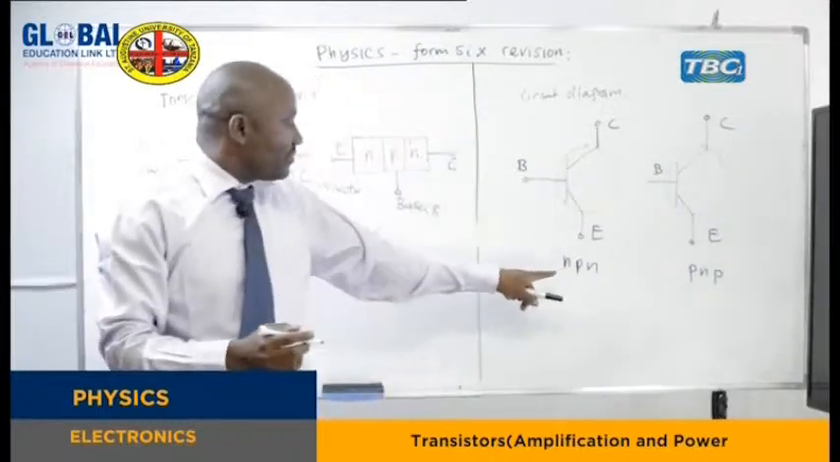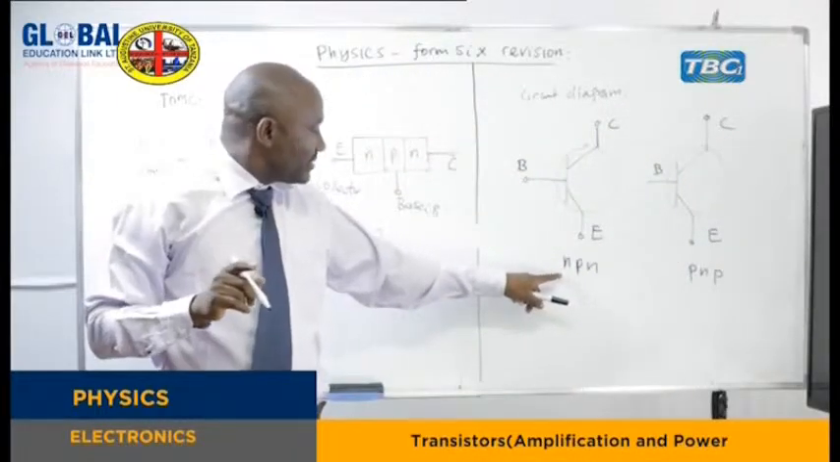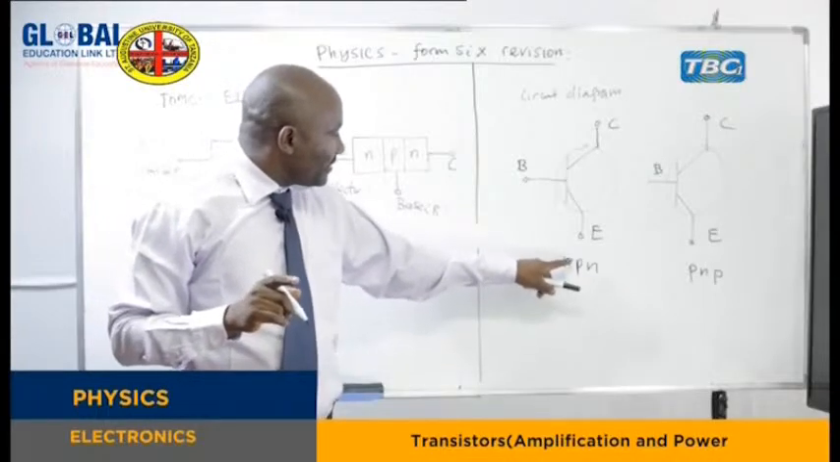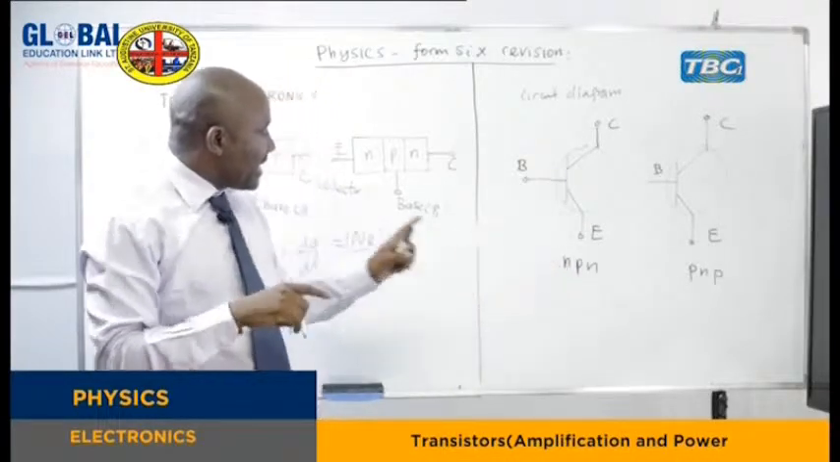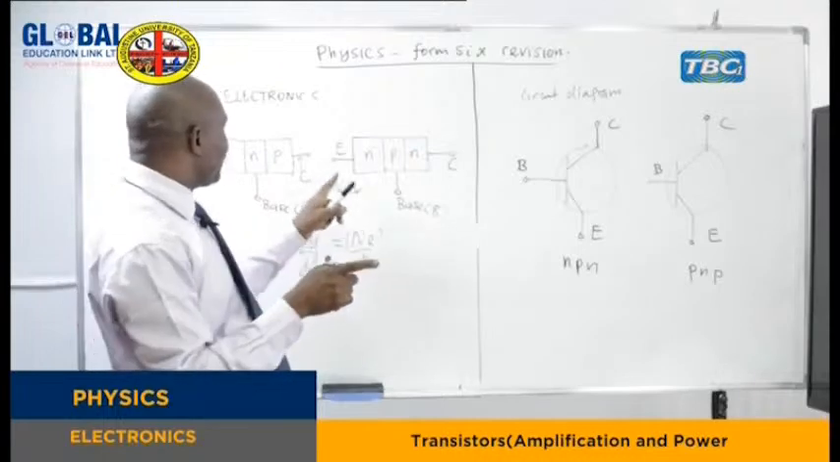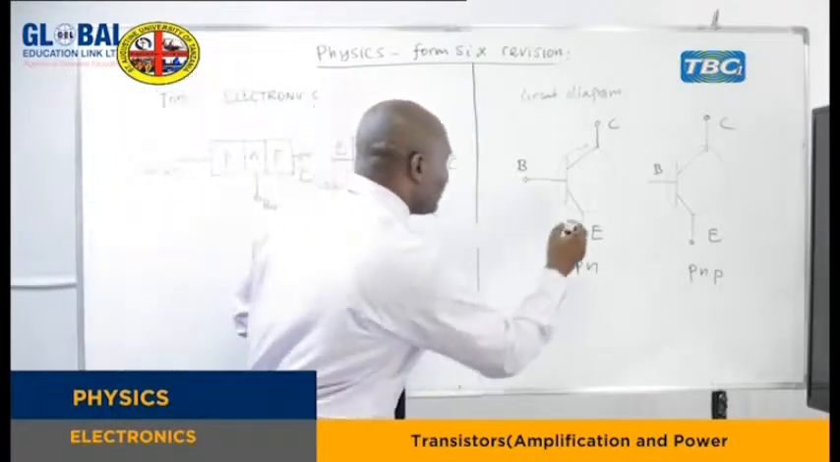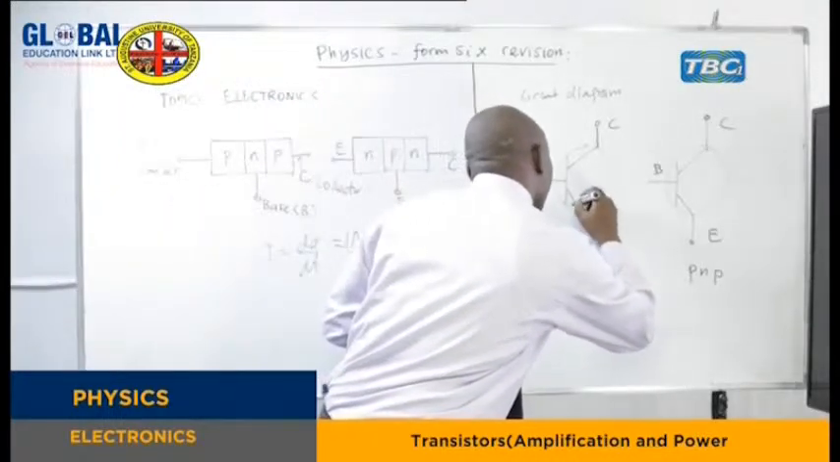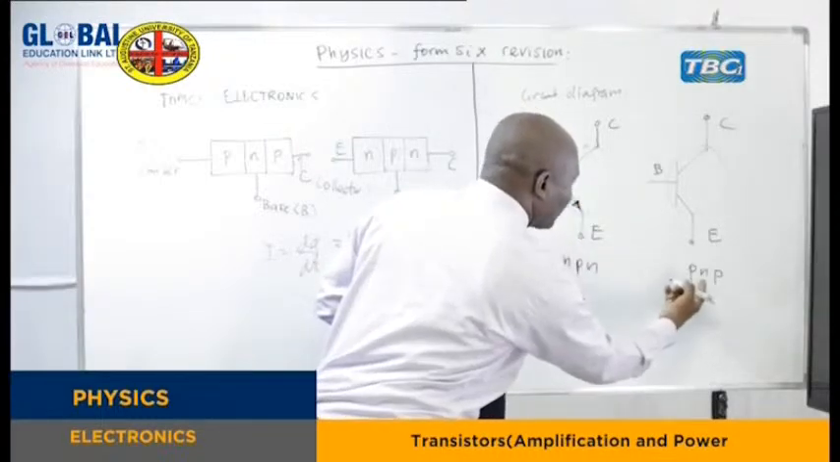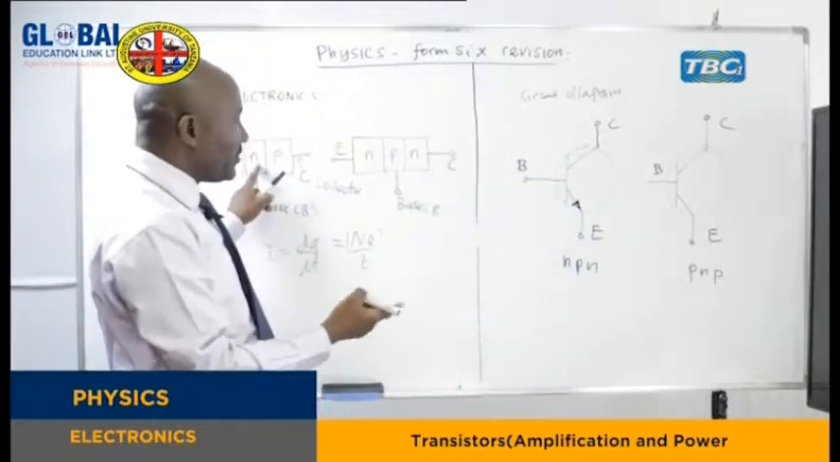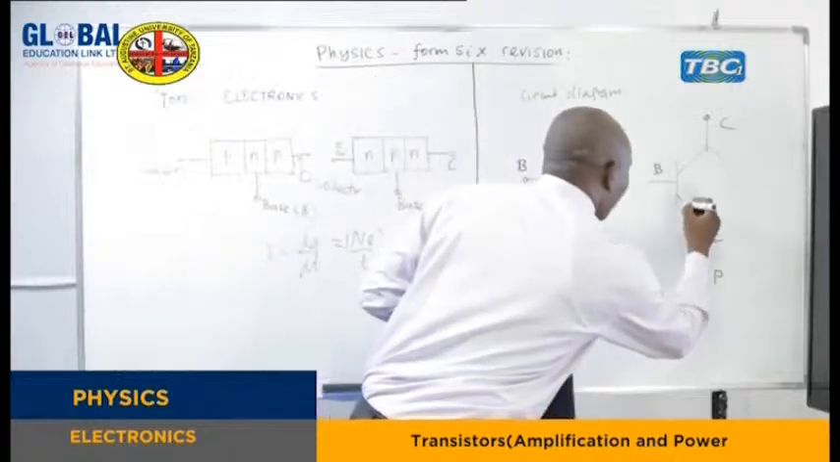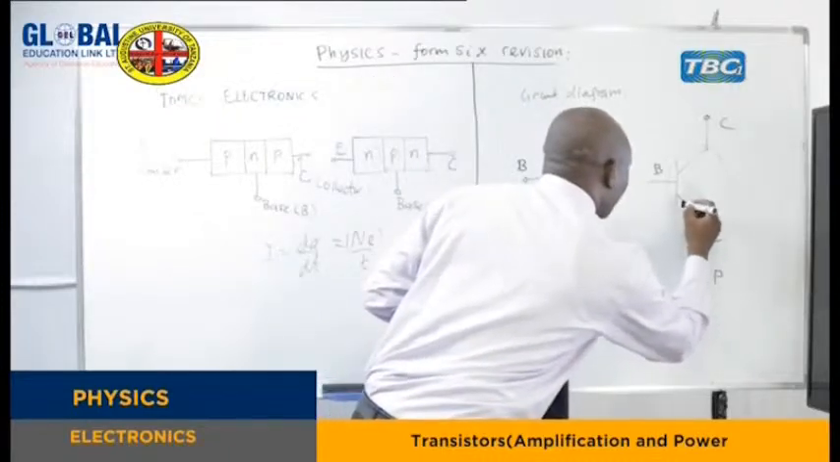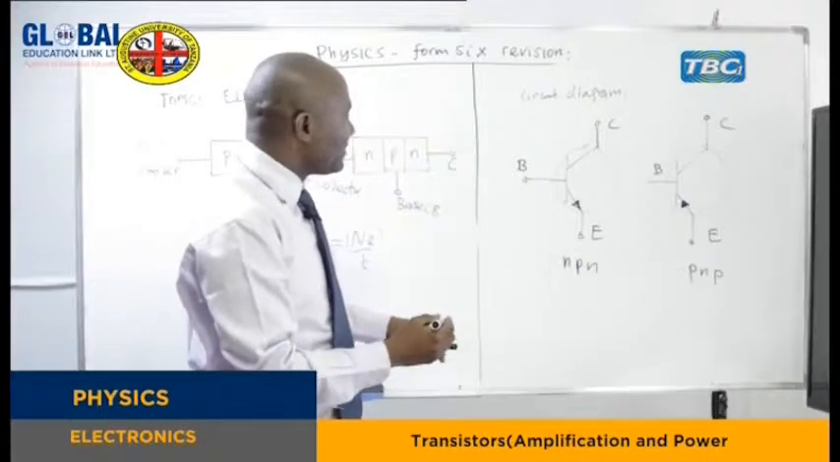So the arrow should be pointing to where the N is. Here you can see the N is outside, NPN, so the arrow should be pointing outside. Here the N is in between, so that arrow should be pointing in to show that that's how the current will be flowing.